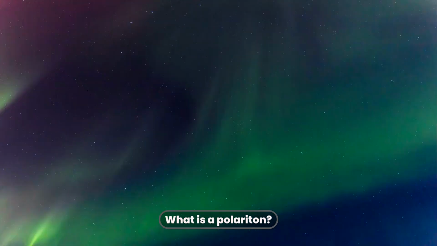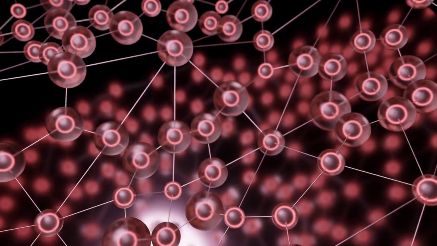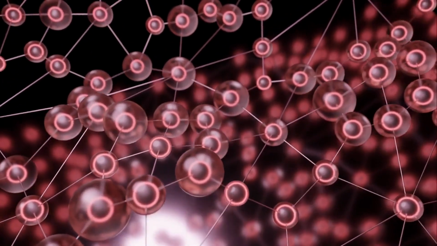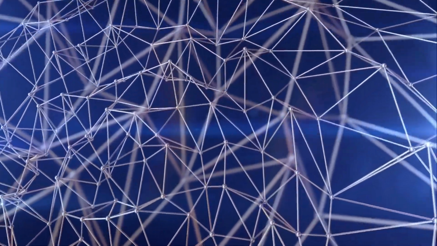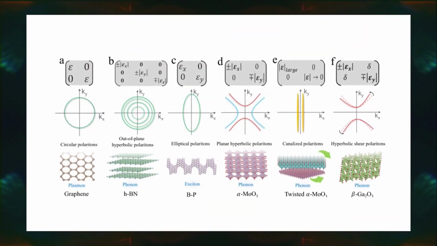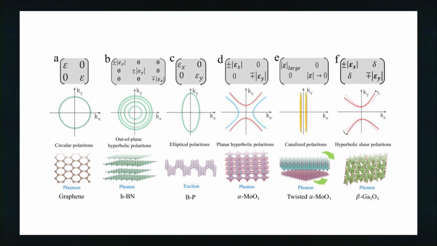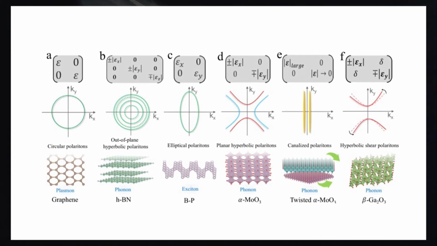What is a polariton? A polariton is a mix. One part is light, another part is matter. It's as if a photon merged with a material vibration, like a phonon, a plasma, or an exciton, and became something new. The interesting thing is these hybrids can travel across the material's surface with properties unlike common light. They move slower, bend, and can be confined in tiny spaces. In some materials, polaritons move circularly, like in graphene, in others, elliptically, like in black phosphorus. And in certain extreme cases, they are hyperbolic and flat, as in molybdenum trioxide.